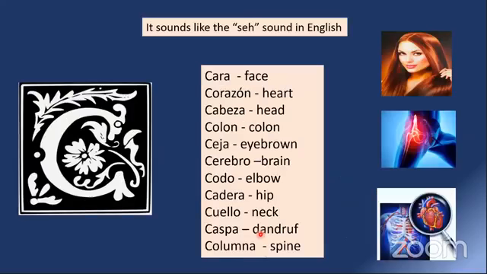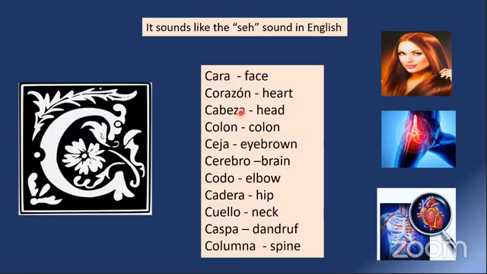Next letter. Letra C, and sounds like C. Let's learn here. Cara is the face. Corazón is the heart. Cabeza is everything on top. It's the head. It's not just the face, it's not just the scalp, it's not just the hair. It's everything. Cabeza. Me duele la cabeza. You hear that. I have a headache.